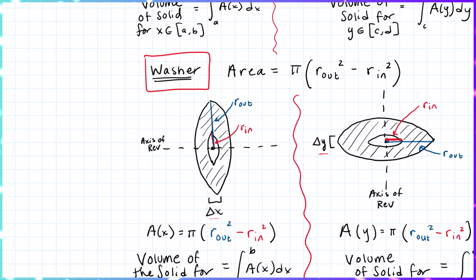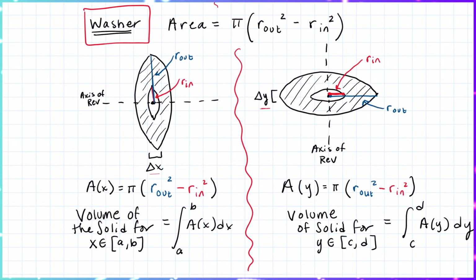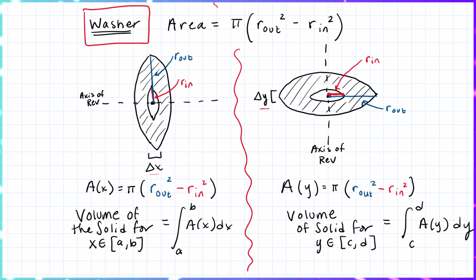The other possibility is that the cross-sectional slice is a washer, essentially a disk with a hole in the middle. If we have a washer, then we use the area formula pi times the outer radius squared minus the inner radius squared, and we calculate those area formulas and then integrate across the bounds. So that's what we're going to be doing.